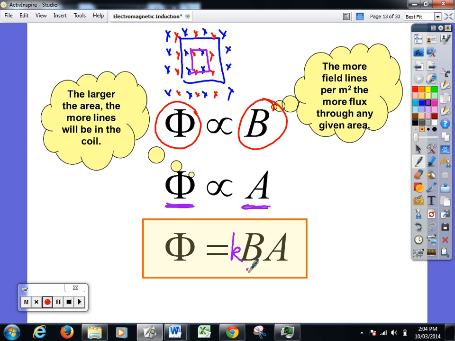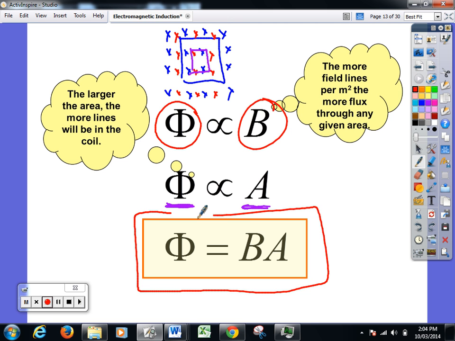But if we choose our units correctly, if we measure B, the field density, in terms of Tesla, and A in metres squared, then K is chosen nicely to be what number? 1. And therefore you get that. Okay? So the flux is equal to the field strength times the area. This formula does not exist anywhere on the sheet. It's not exactly that you have to use it, but it is handy every now and then.